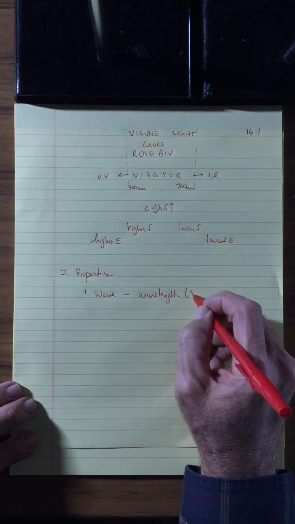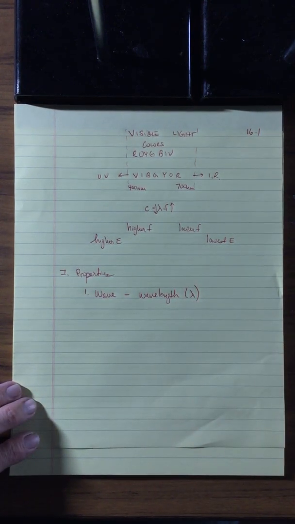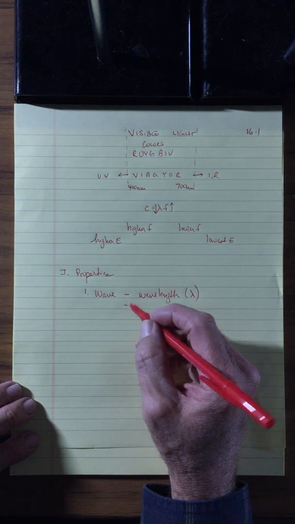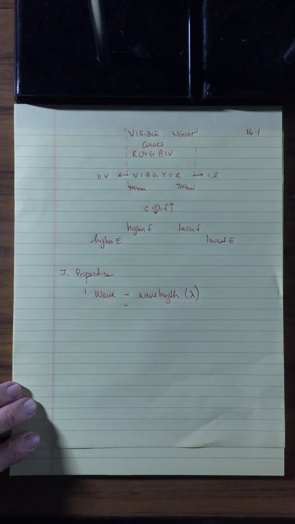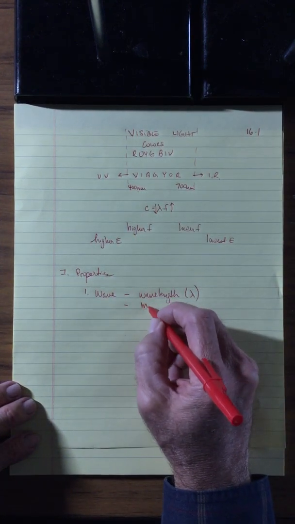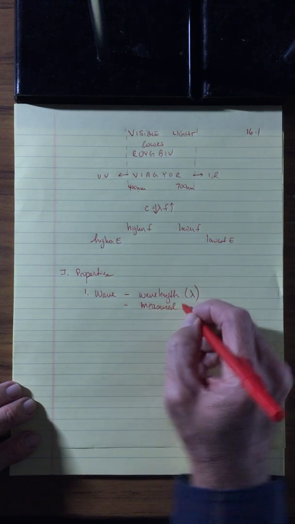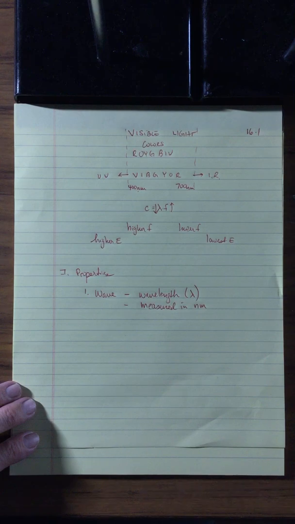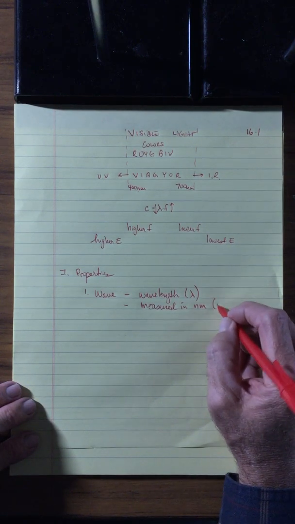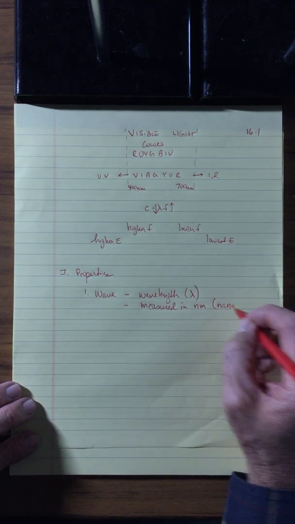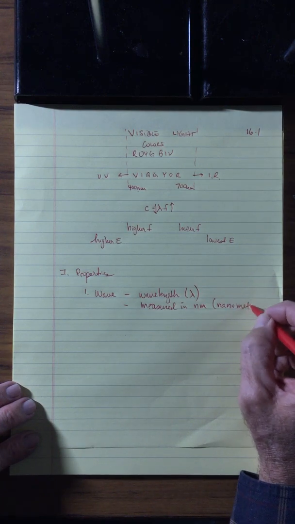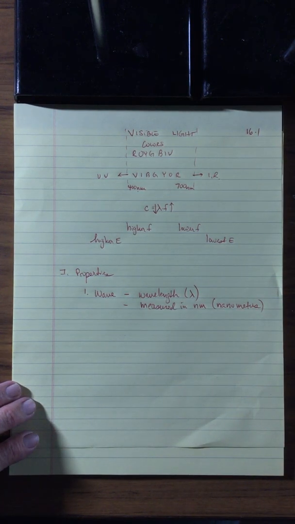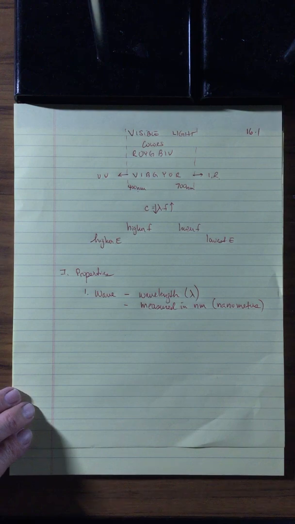And wavelength again is going to be this Greek letter lambda. We'll get into some calculations, but these waves are measured in nanometers. And we'll just put in parentheses, nanometers. And to remind you what a nanometer is: very, very small.